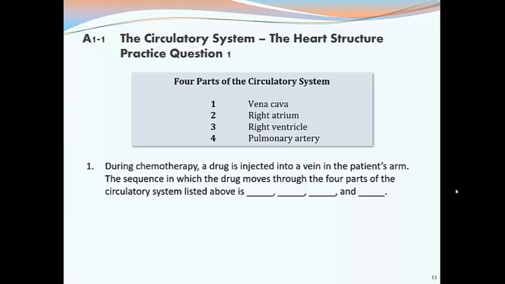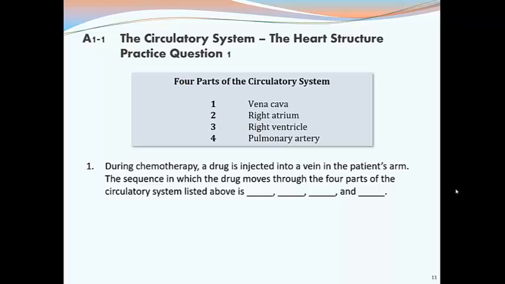So in this question, they are asking us that during chemotherapy, a drug is injected into a vein in the patient's arm. The sequence in which the drug moves through the 4 parts of the circulatory system listed above is, now here's the thing, it first went into a vein. And remember, veins bring deoxygenated blood back to the heart.